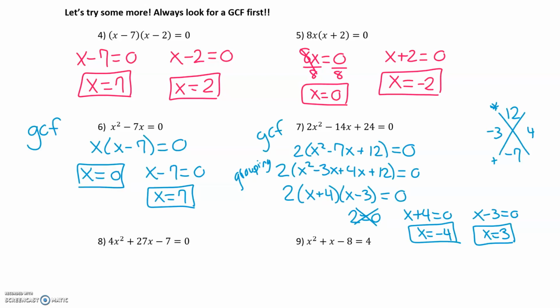Okay, here are the answers to number 6 and 7. You should be getting 2 answers for both of those. Take some time, check and make sure you got number 7 right. You got your GCF and then your grouping. Then you're setting all those factors equal to 0.